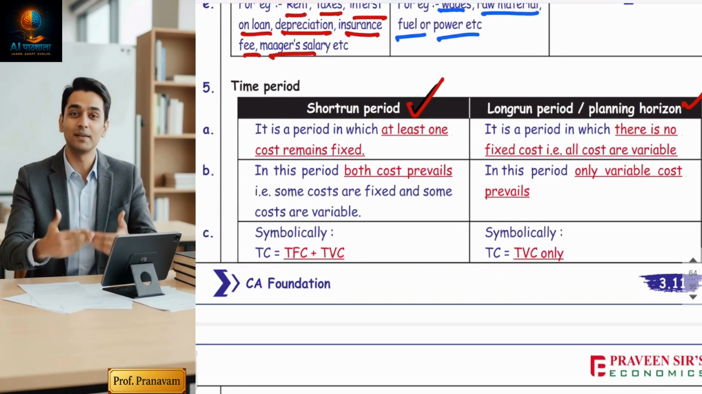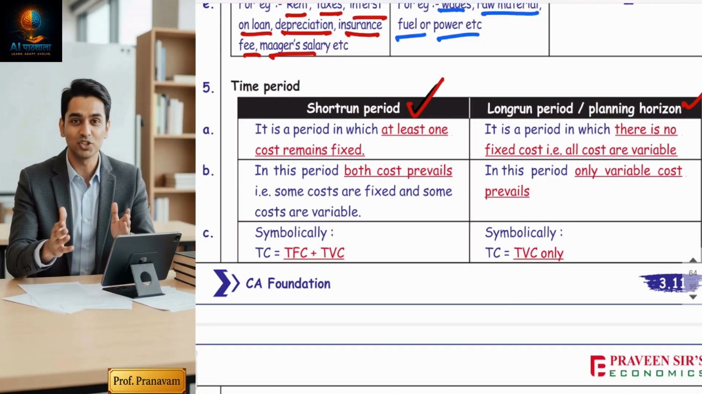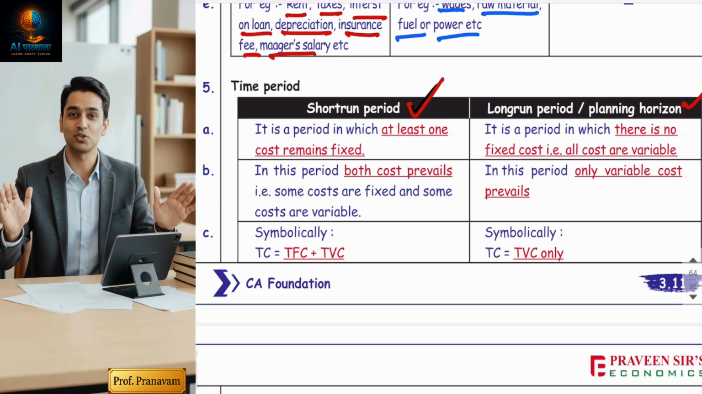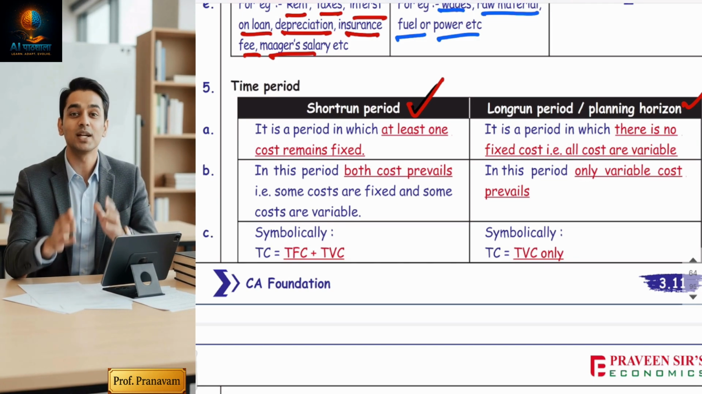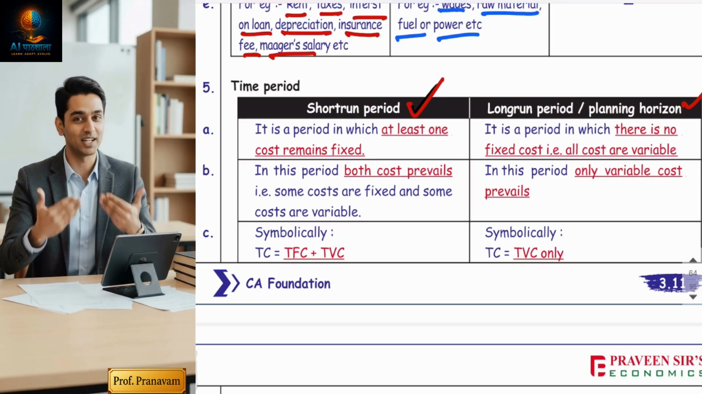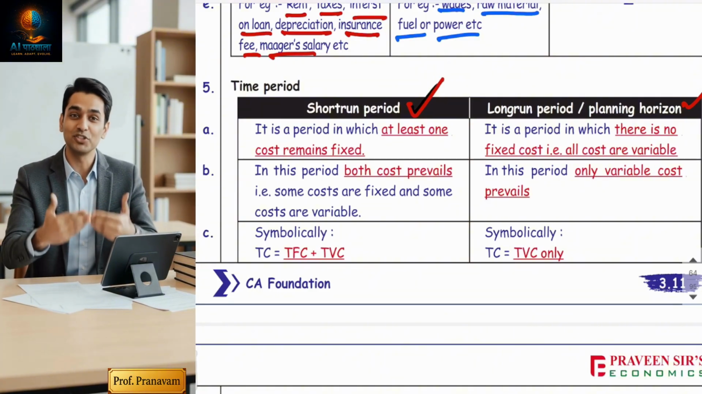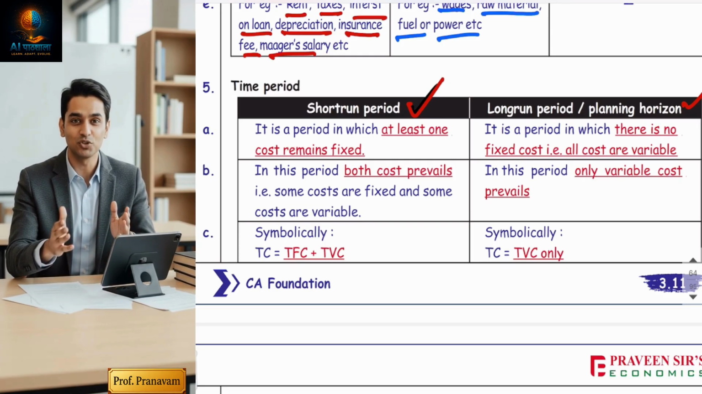Now, sir, what is the definition in economics? Economics says, if you're running a business and you have a fixed cost in your business, at least one cost is fixed, that means you are running your business in the short run. Short run and long run are based on the fixed factor. If you have fixed cost in your business, you are running your business in the short run.